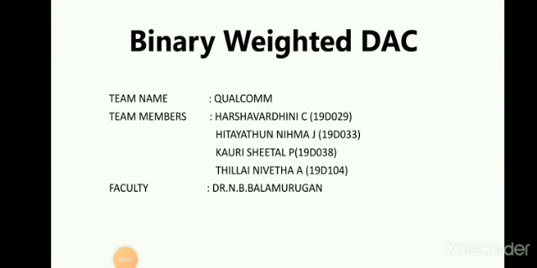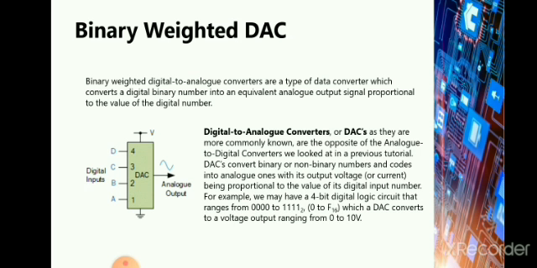So today we are going to see DACs. So binary weighted DAC. DAC stands for digital to analog converters. These are a type of data converters where the input is generally a digital number and you get an equivalent analog output signal. So these DACs convert binary or non-binary numbers and codes into analog ones with an output voltage which is proportional to the digital input number.